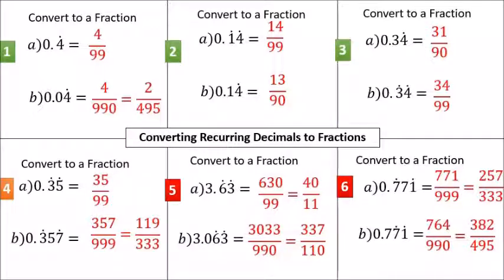For question 6, 0.771 recurring, where all of the digits repeat, is 771 over 999, and that simplifies to 257 over 333. The original recurring decimal in this case would be 0.7717717771, etc. For part B, we have a slightly different answer, although it is very close.